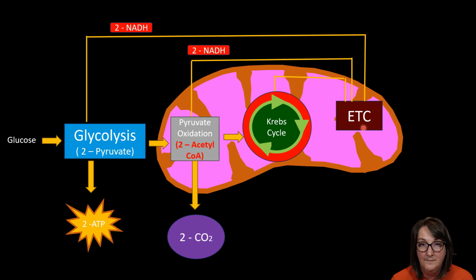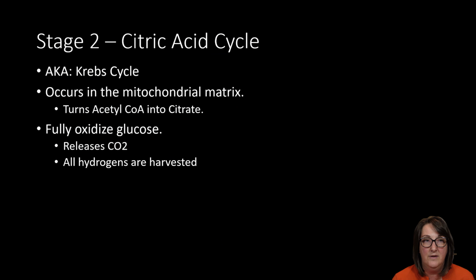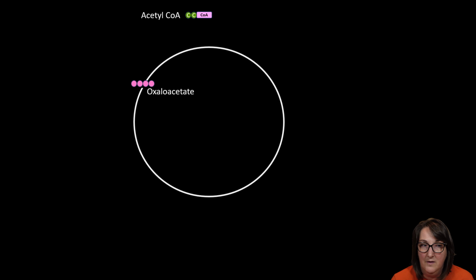Next is the Krebs cycle. Okay, so this is the Krebs cycle, or the citric acid cycle. This is going to happen in the matrix. So this is going to turn that acetyl-CoA into what's called citrate. Okay, I'm going to fully oxidize my glucose. Leo the lion says grr. I'm going to lose all of those, most of those electrons in glucose. I'm going to release all my carbons as carbon dioxide, and all my hydrogens that I can harvest are going to be gone. So this is the process for this one.